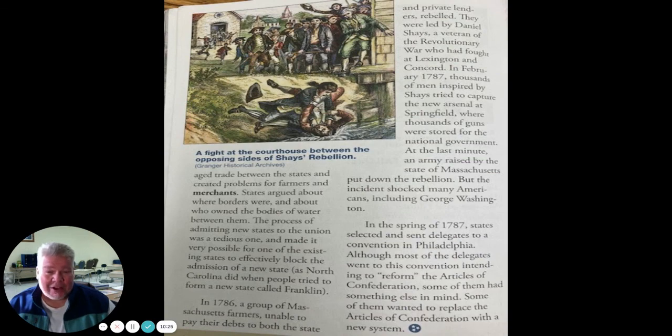Tomorrow we'll read about the Constitutional Convention and remind ourselves and review what all happened there and the many events of the Constitutional Convention that led to a new plan of government, a better plan of government for our country.